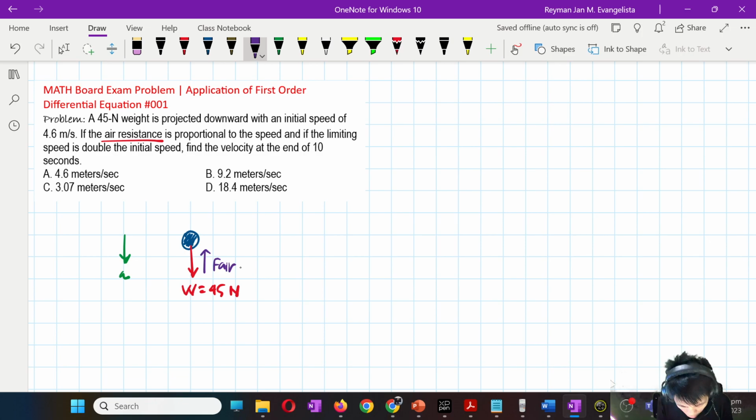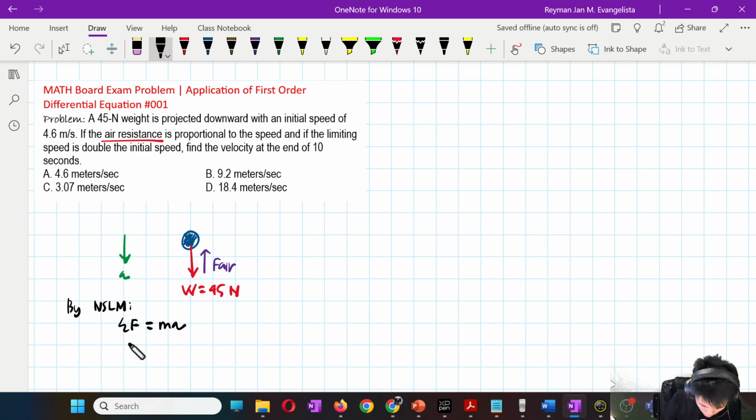By applying Newton's second law of motion, the summation of forces in the direction of the motion is positive, otherwise negative. The net force is equal to the product of the mass and acceleration. Here, the force in the same direction as the motion is the weight, whereas the resistance is opposite, so the weight minus F air equals mass times acceleration.